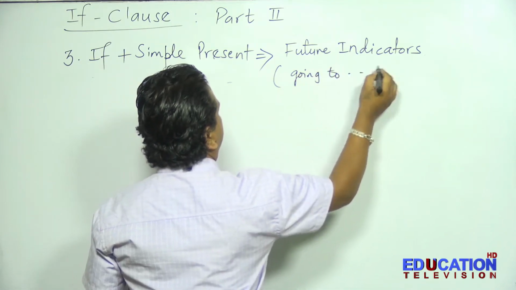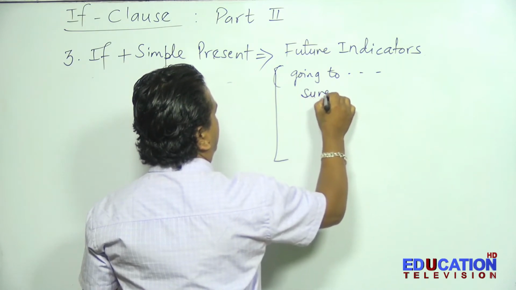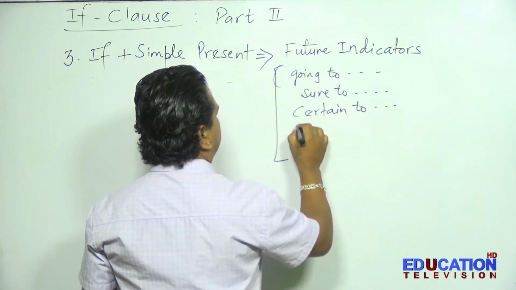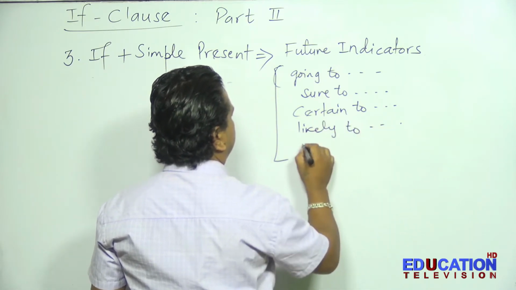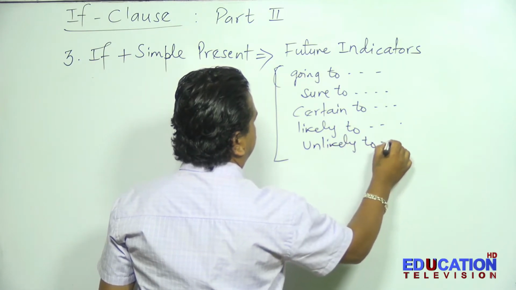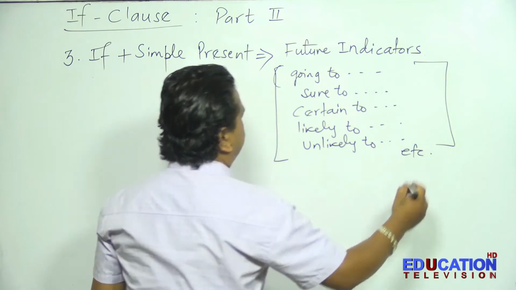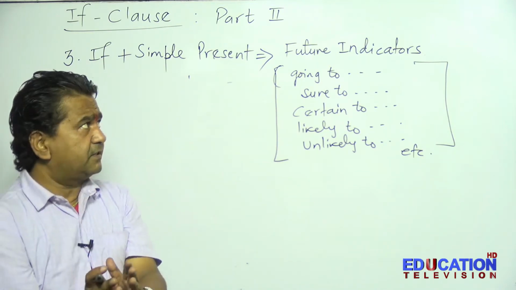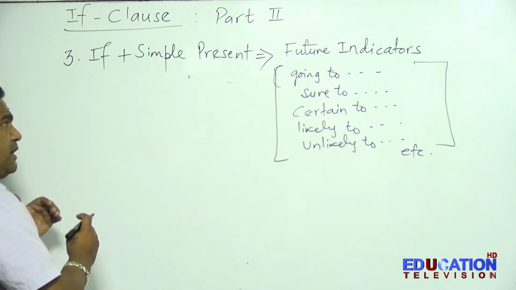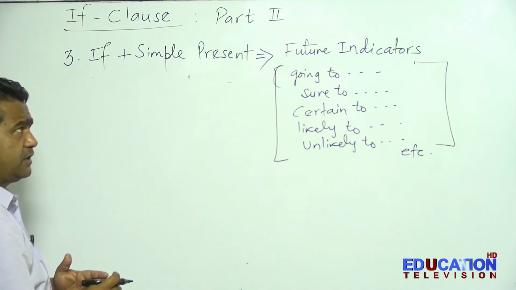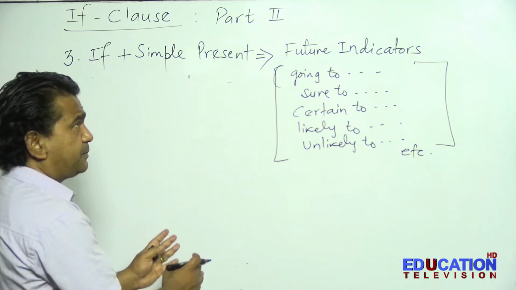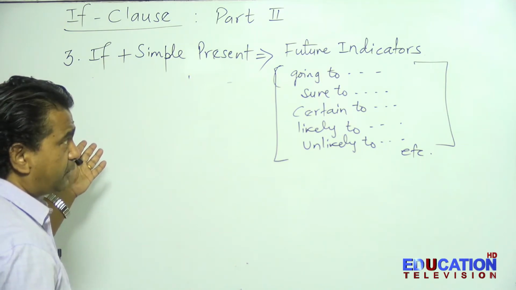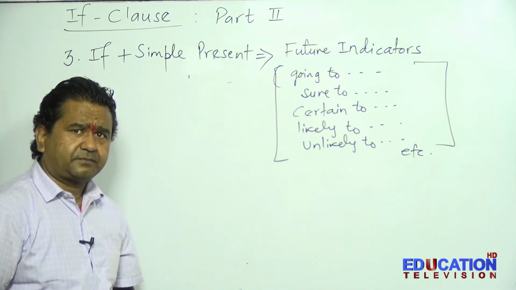Going to, sure to, certain to, likely to, unlikely to, etc. You know, these are future indicators. So we've done three structures of simple present. Simple present plus simple present, one structure. Simple present plus imperative sentences, that is second structure. Simple present and future indicators, that is third structure. This is how we have to do. Is that okay? So, apart from that, there are other structures as well.